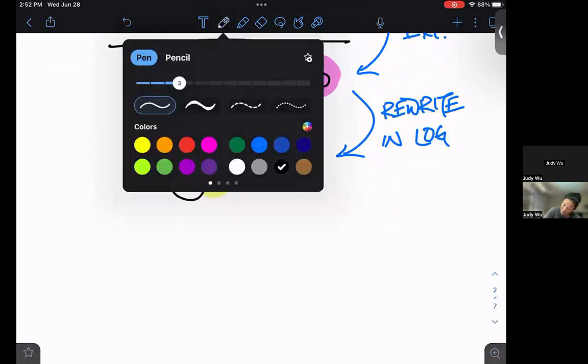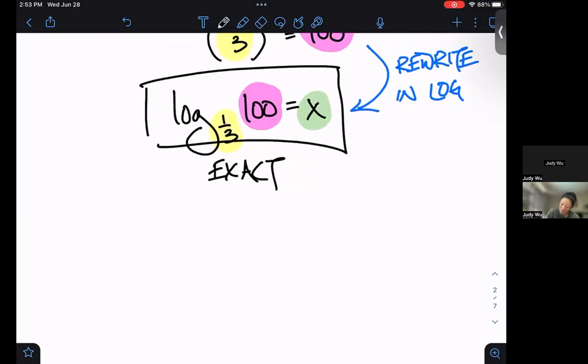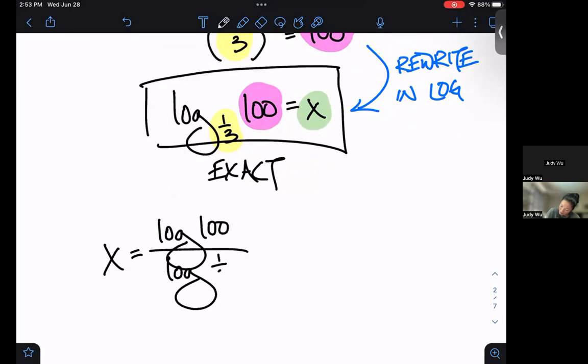You say, this is my exact answer. Log base 1/3 of 100. But if someone else says, I actually want you to change the base of that, right? You could do x equals log pink number over log yellow number. Or you could say natural log 100 over natural log 1/3. And all of those would count as changing the base. Okay.